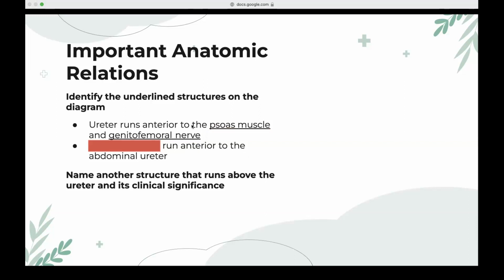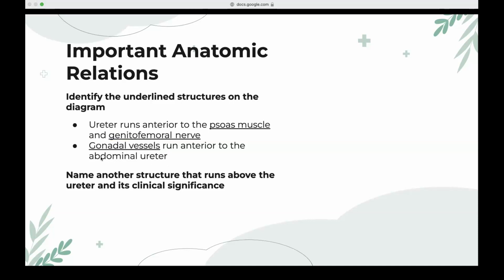So the ureter runs anterior to the psoas major muscle that we mentioned earlier, and the genitofemoral nerve. So the genitofemoral nerve is posterior to the ureter. Okay. Then what runs anterior to the abdominal ureter? So these two are posterior. What is anterior to the ureter? Gonadal vessels. Okay.